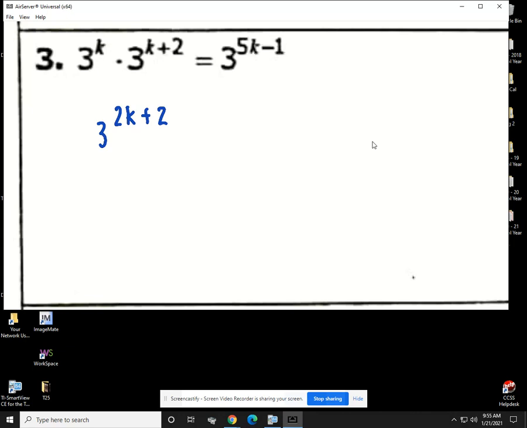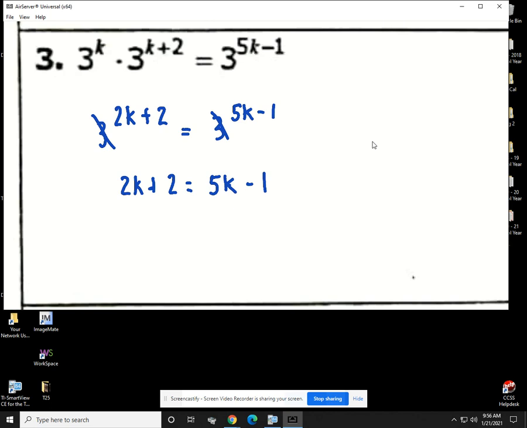Okay. Now, on the right side, there's nothing to combine or simplify, so we leave that alone as 3 to the 5k minus 1. So look, step 1 we just completed. We simplified what we could simplify. Step 2, create the bases to be the same. Well, do I have to create it? They're already the same. So step 3, we drop off the bases. And what's left over? 2k plus 2 equals 5k minus 1. That's all you do here.